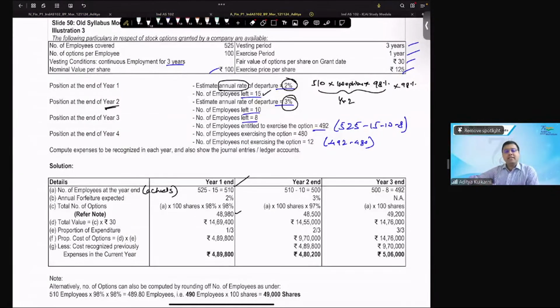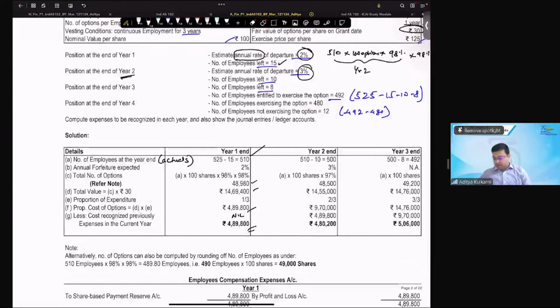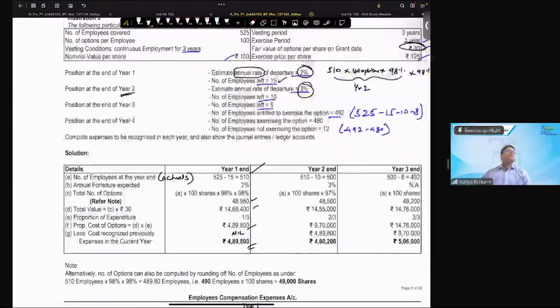The Institute has taken the fair value of options, so we shall take that. So 48,980. Each employee's fair value is 30 rupees. So multiplied by 30 gives you 14,69,400. This is for the next 3 years. So its one-third is 4,89,800. Did I recognize anything earlier? Answer is no. So the first year's expense is 4,89,800. Are we okay with this?